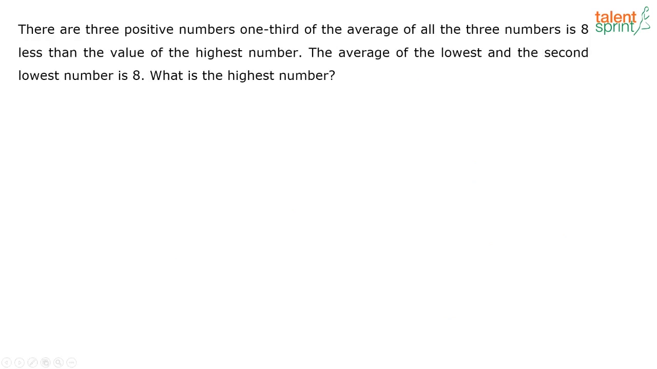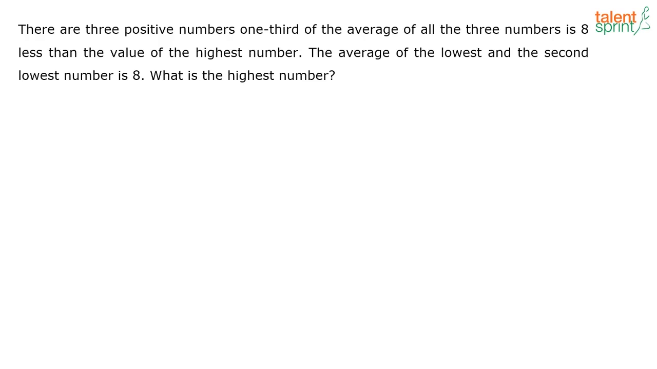The next question is there on your screen. There are 3 positive numbers. 1/3 of the average of all the 3 numbers is 8 less than the value of the highest number. The average of the lowest and the second lowest number is 8. What is the highest number? So try this one and give me the answer.